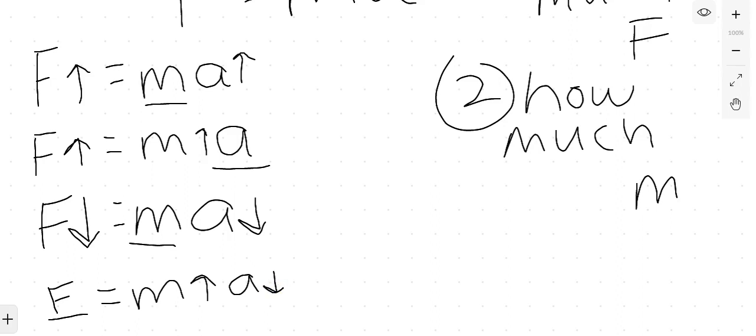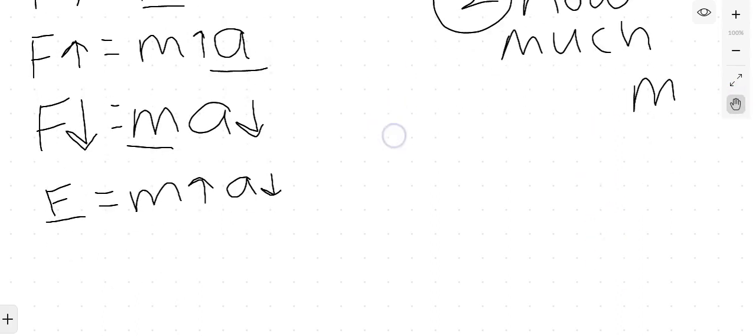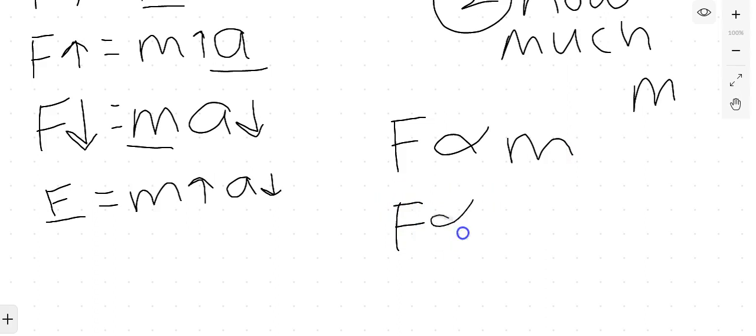So anytime that you have a relationship like this, what this shows us, and I'll tell you what the symbol is, basically, force is proportional to mass. Force is proportional to acceleration. It's proportional to each so long as one of the things remains constant.